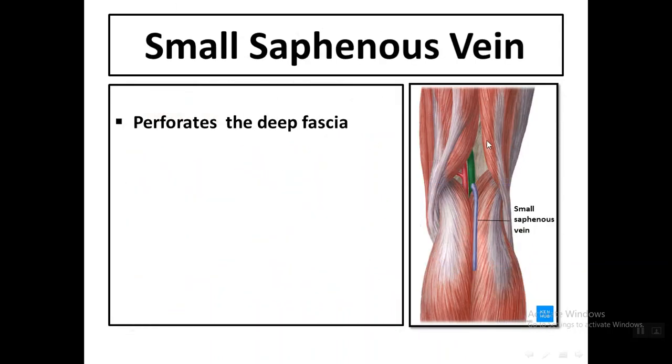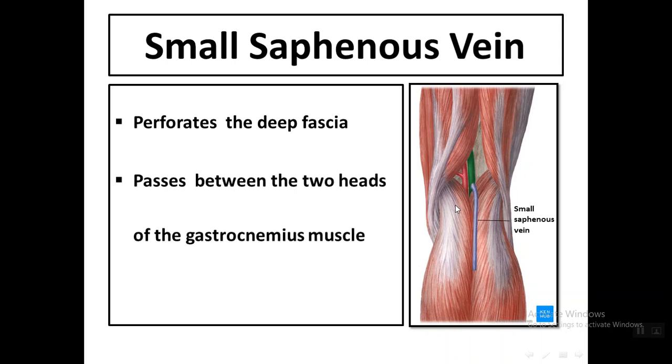Another content of the popliteal fossa is the small saphenous vein. The small saphenous vein perforates the deep fascia on the roof of the popliteal fossa. Here we can see it passing in between the two heads of this muscle, the gastrocnemius: the lateral head and the medial head of gastrocnemius. It perforates the deep fascia, passing in between the two heads of the gastrocnemius muscle, and it will end in the popliteal vein.